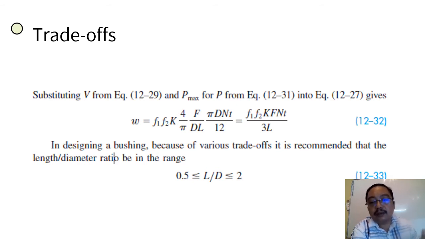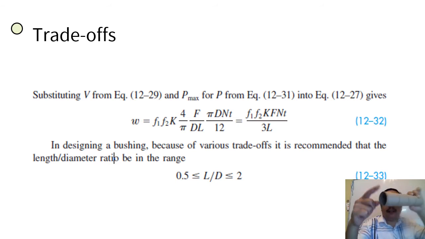In the long run, you will remember. In designing a bushing, because of trade-off, it is recommended that the length-to-diameter ratio be within this range. Length over diameter: you divide it and you get this ratio. It should be within this range.